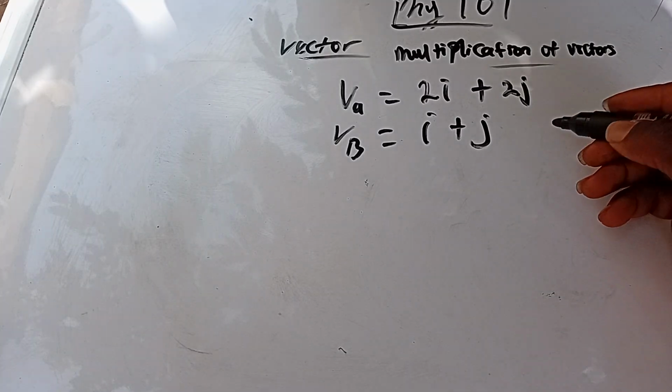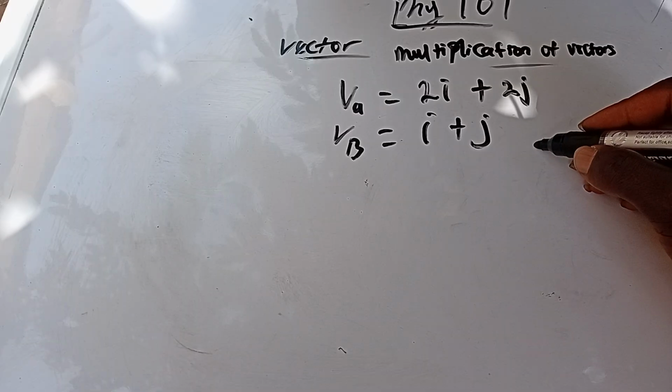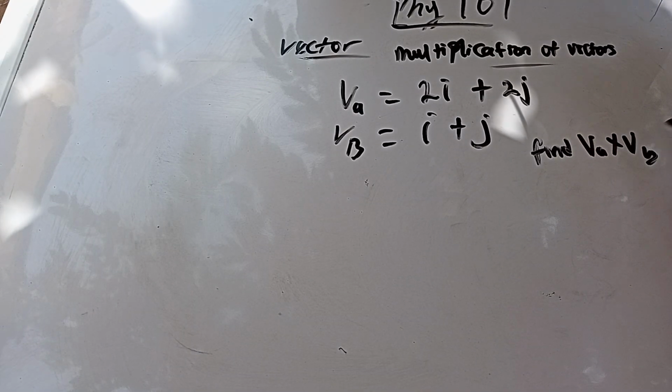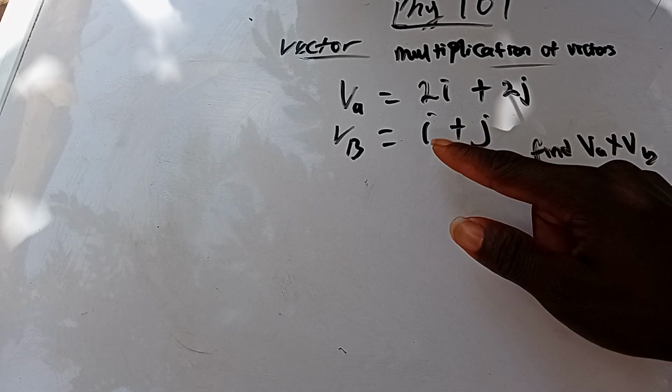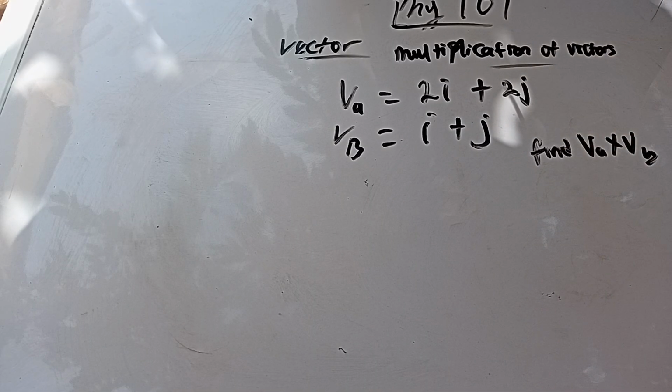Now I'm asked to find VA cross VB. What am I going to do? I want to do the cross product. There's a method we use known as the matrix method. If you want to use the matrix method, this must be in 3 dimensions, like the directions must be 3. It must include k for you to be able to use the matrix method. Otherwise, you can't use it. But the question does not include k.